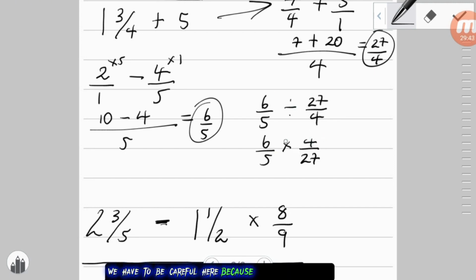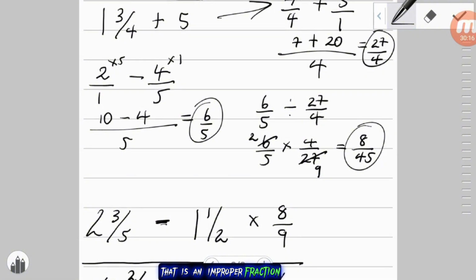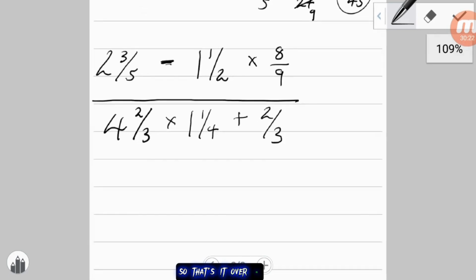We have to be careful here, because if we don't cancel, we're going to end up with a fraction that is unreduced, and give or take the level of the math that you're doing, a teacher may take off marks, or they may just ignore it. Here I do recommend that you look carefully to see if anything can be cancelled. It seems as if 3 can go into 27 about 9 times, and 3 can go into 6 2 times. It makes the problem easier. So we end up with 2 times 4 here, which is 8, and we end up with 5 times 9 here, which is 45. That is a proper fraction which cannot be reduced any further. Alright, so that's 8 over 45.